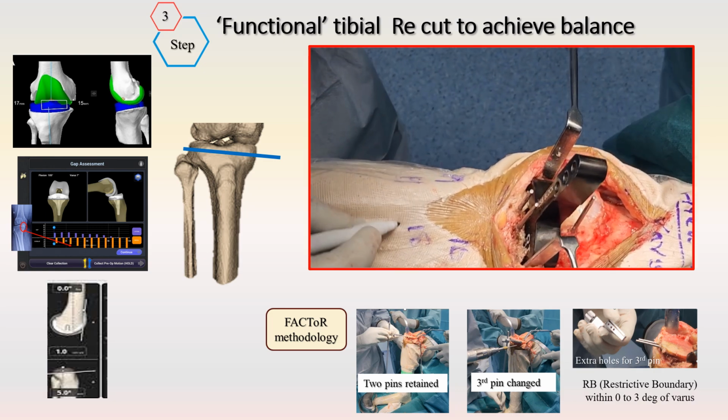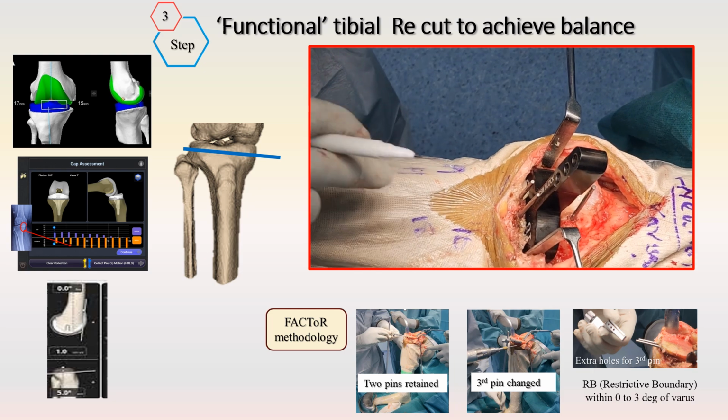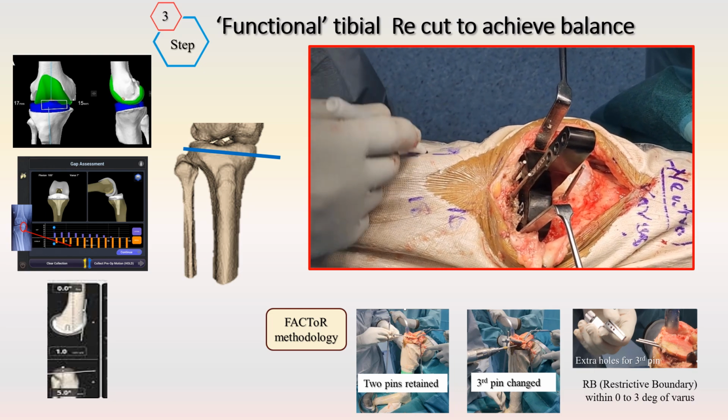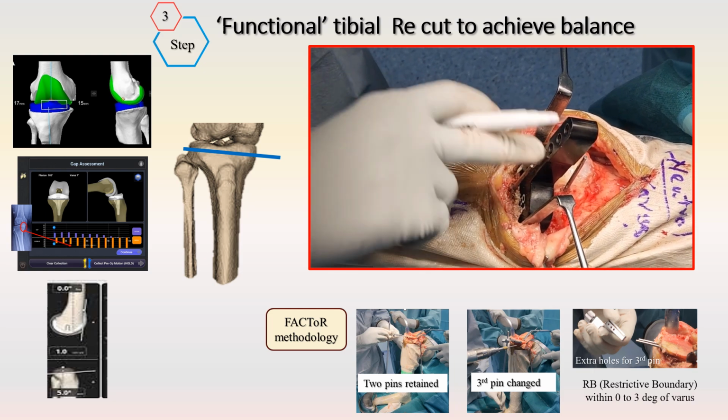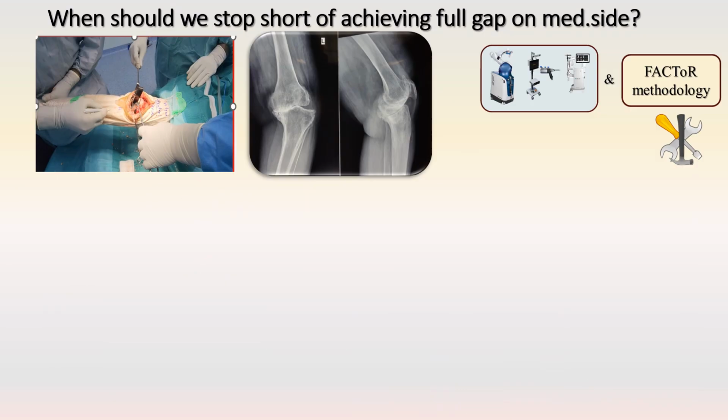So in this patient, I've left it at 18 on the medial side and 19 on the lateral side, just as the robot would do. So the steps are common with the robotic platform. We should know in which patients we must stop short of achieving a full gap on the medial side, just like the example that we showed. Now these patients are the ones which show a lot of sclerosis on the X-ray on the tibia, like the example shown here.